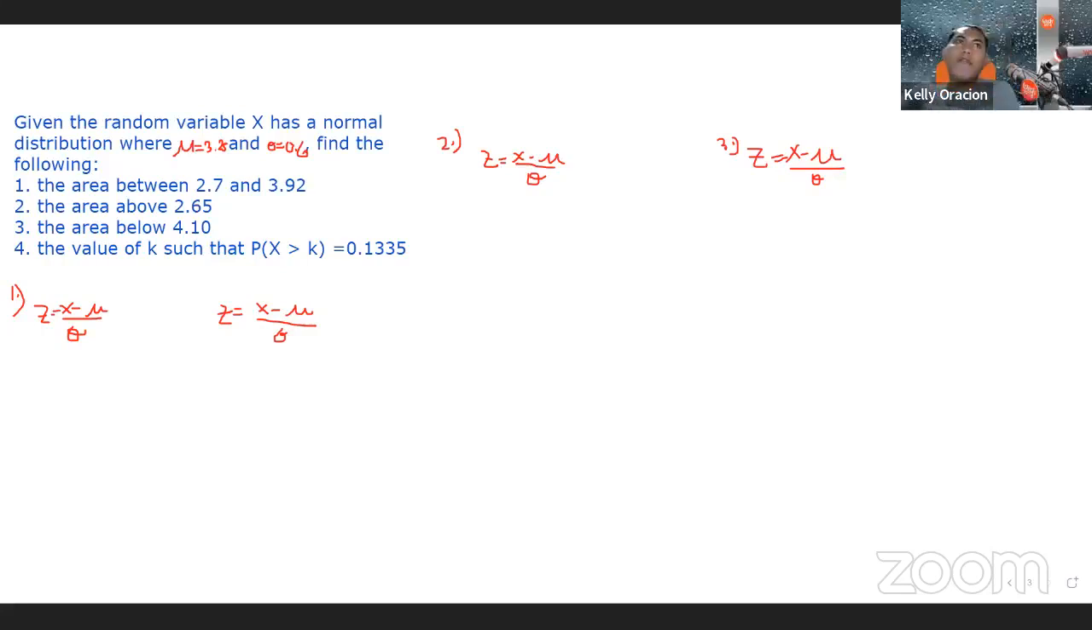Okay, let's solve. The first condition of item number 1, we have here the word between. There are two x values here. One x is 2.7 and the other x is 3.92.